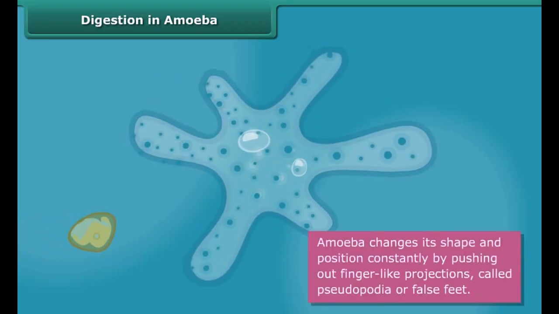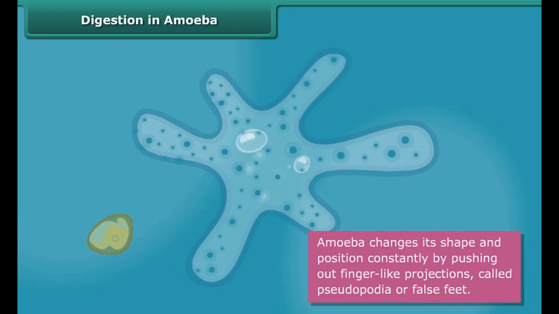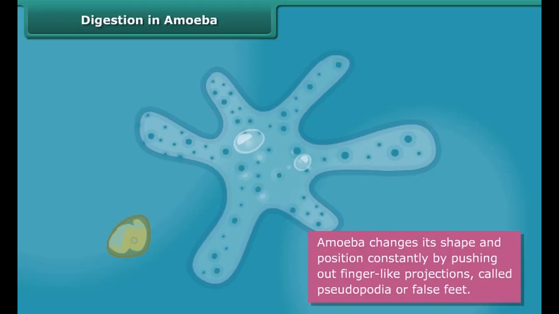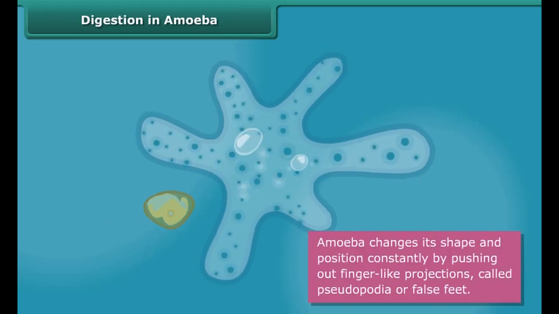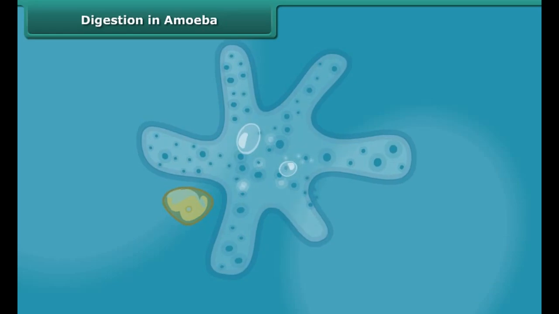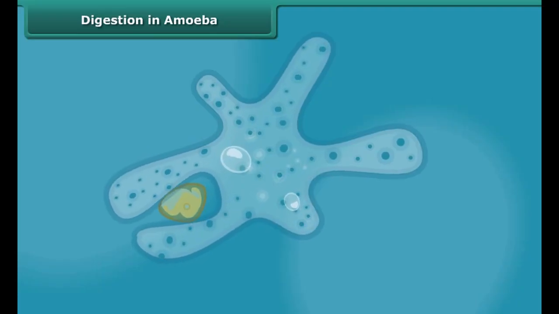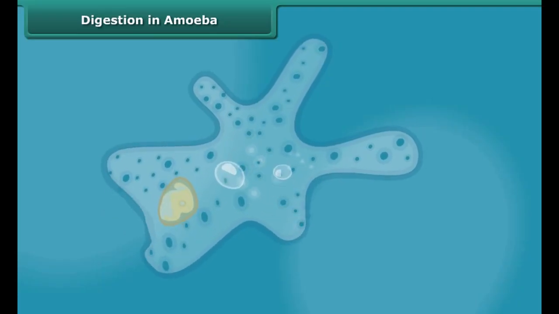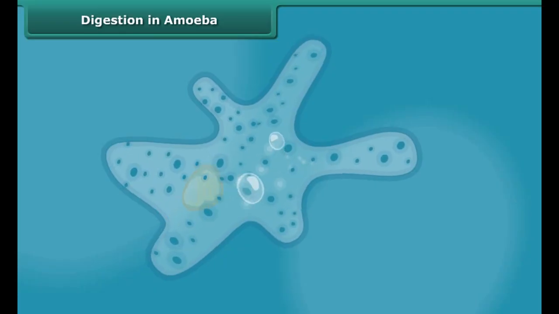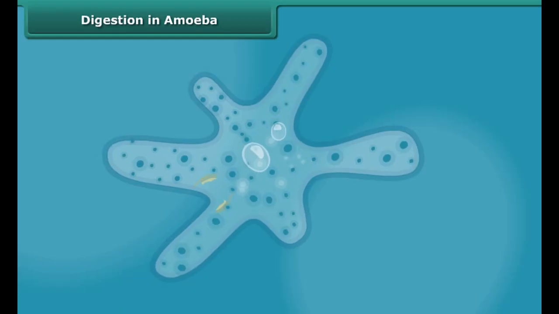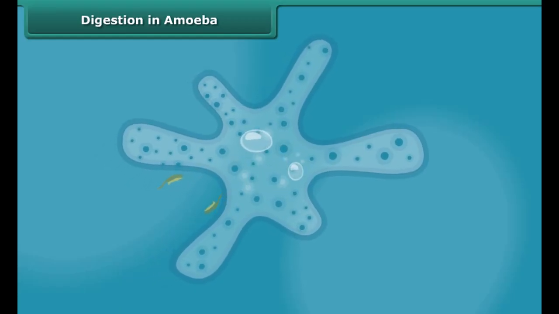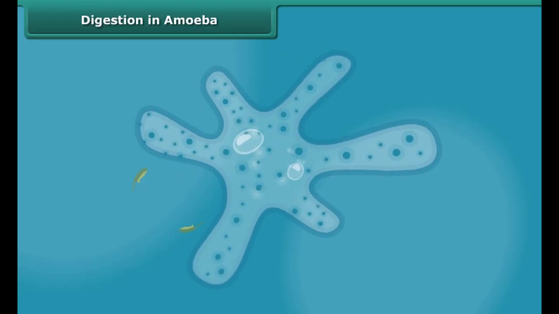It changes its shape and position constantly by pushing out finger-like projections called pseudopodia or false feet, and captures some microscopic organisms as its food. The food becomes trapped in a food vacuole, and the digestive juices act on the food to break it down into simpler substances. Finally, the undigested food is expelled outside by the vacuole. By this you can say all the animals have same basic process of digestion.